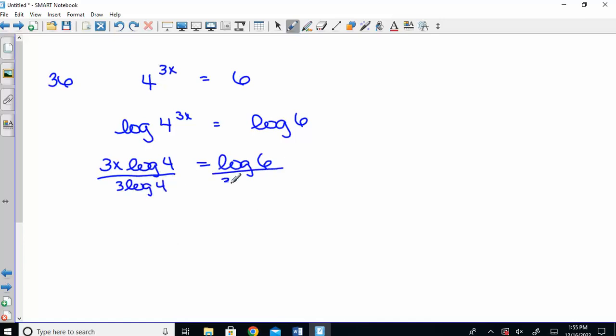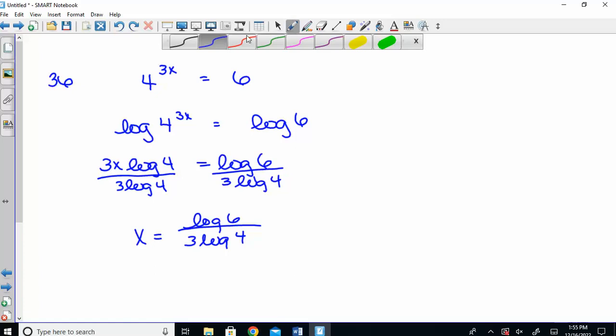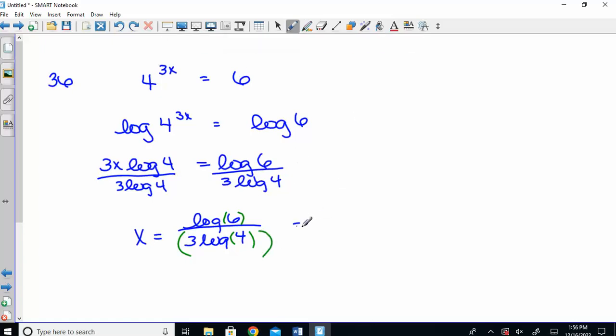So you're trying to get x by itself so you can divide by everything else. So we'll divide by the 3 and the log 4. So x is log 6 over 3 log 4. You put that in your calculator. Make sure you watch your parentheses. Anytime you push a log button, it opens parentheses, so you need to close it. You also need a second set around the entire denominator. And that's where I got my 0.4308.